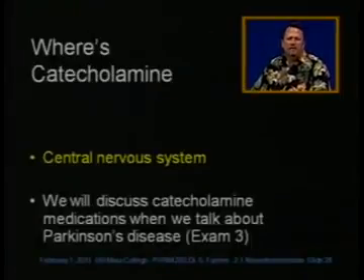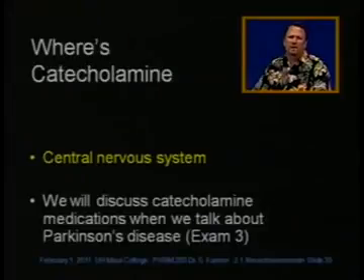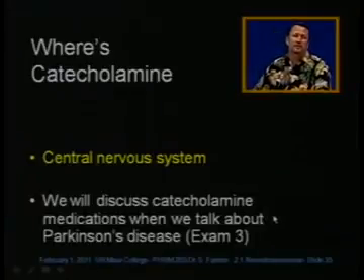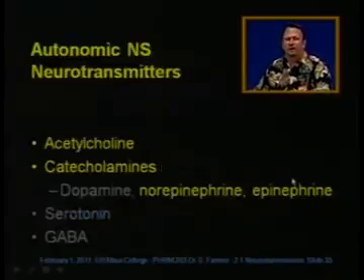And we also have dopamine and norepinephrine in the central nervous system. And again, we talk about the central nervous system when we go to exam 3. However, many of the things that we talk about in autonomic nervous system pharmacology affect the central nervous system. And so I wanted you guys to be on the lookout for that.